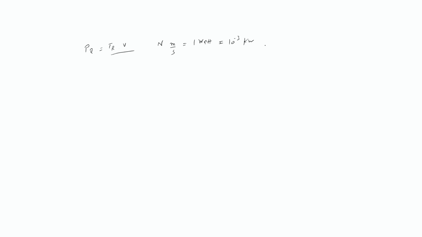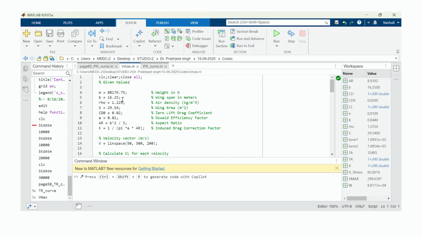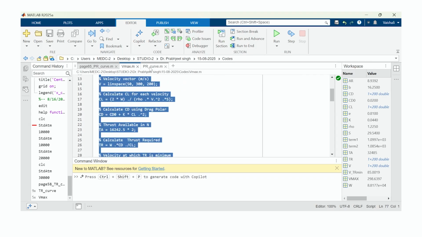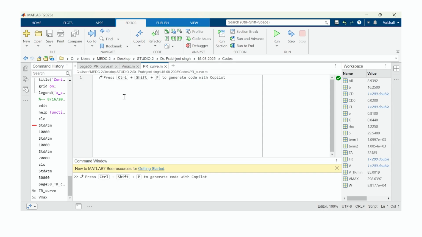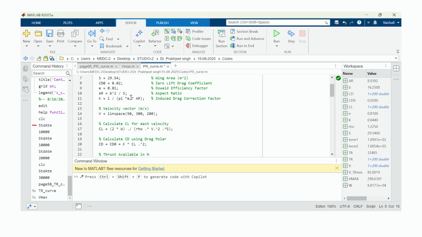Now let us again go back to MATLAB and see how we are getting the power required curve. So now this is the Vmax that we had obtained in the previous plot. So let me just copy this code and modify this. Alright, and I've renamed it as power required curve. Okay, so now let us write here approximately velocity starting from 35 meters per second.